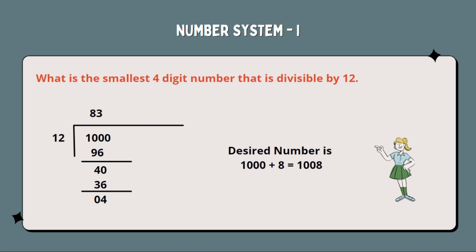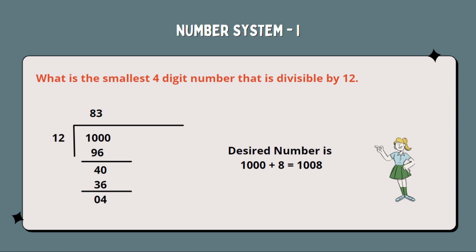Next is, what is the smallest 4-digit number that is divisible by 12? So the smallest 4-digit number is 1000. Divide 1000 by 12. You will find the remainder is 4. Now, if we subtract this remainder, then we will get 996. That is a 3-digit number.